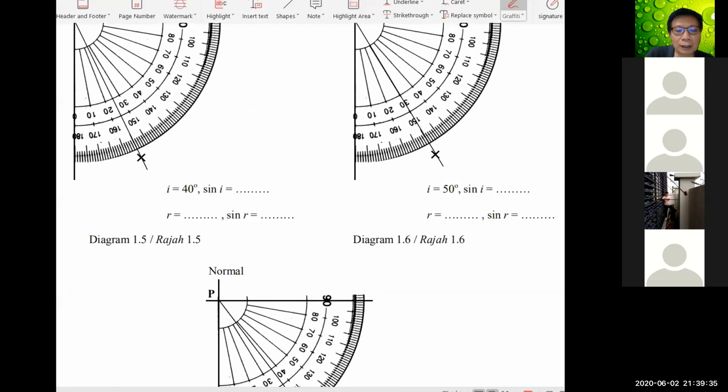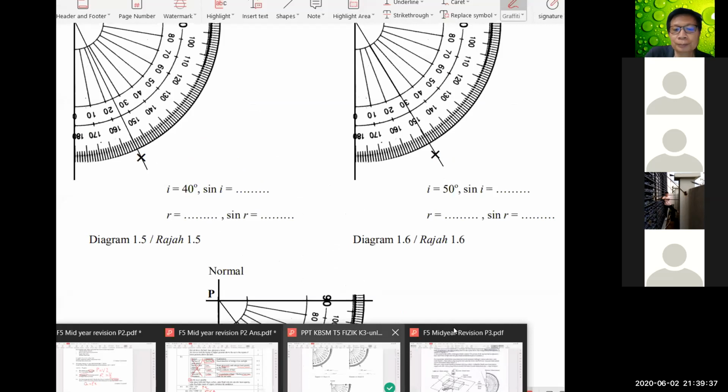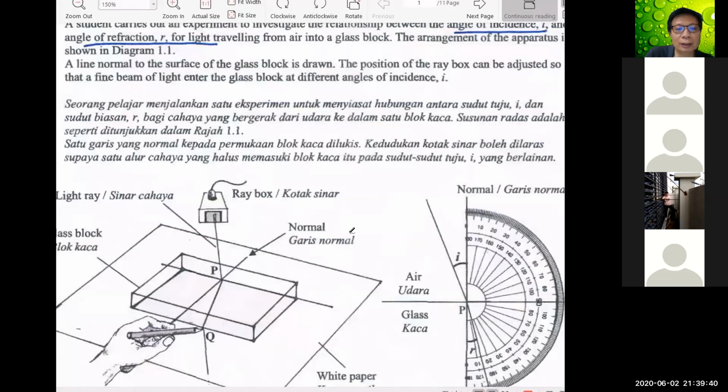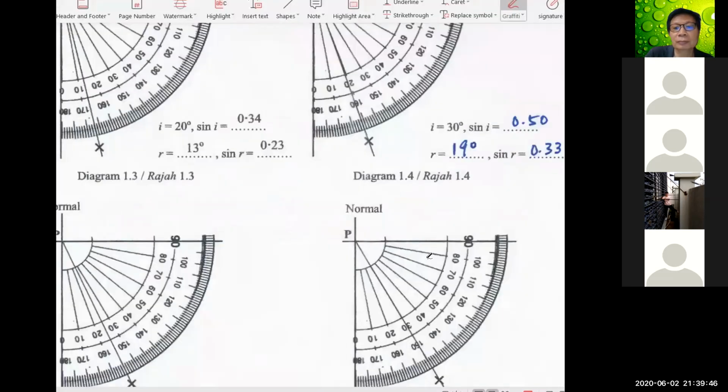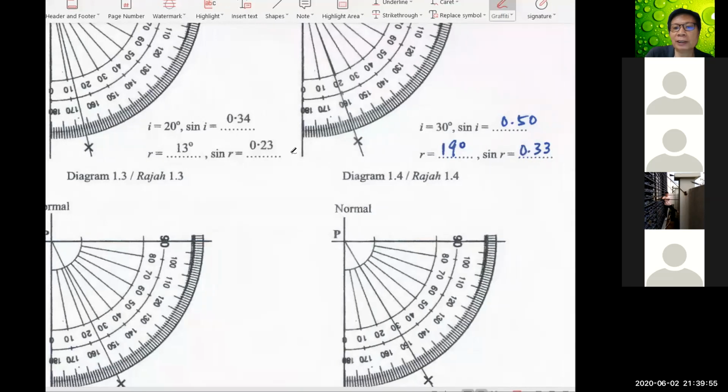Yeah, okay, now you can see the answer, okay? Check your answer now. Sun 19, season 0.50, 0.33. Because two decimal places are given, so we follow. This one, two decimal places given, I just follow, okay? Next diagram. Check all your answers.